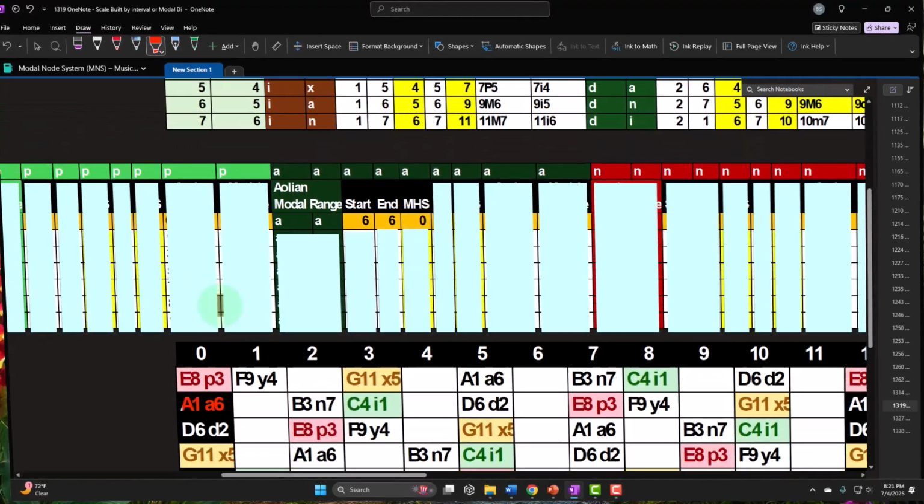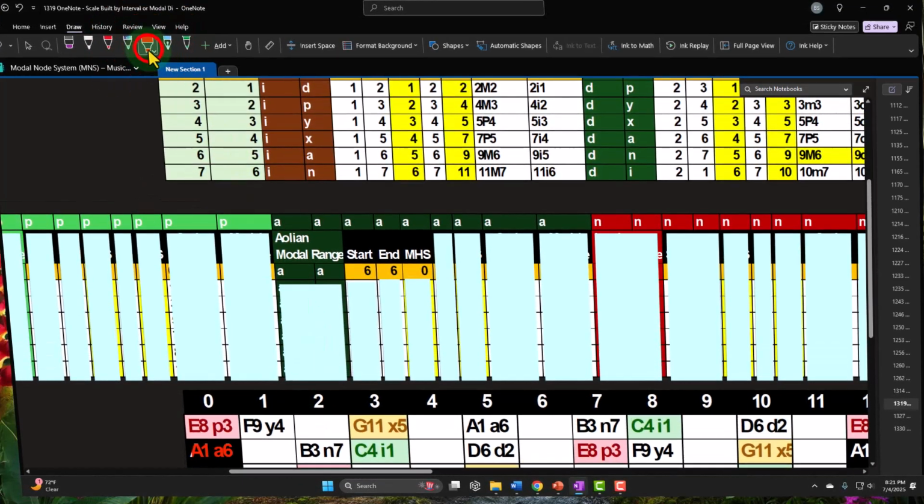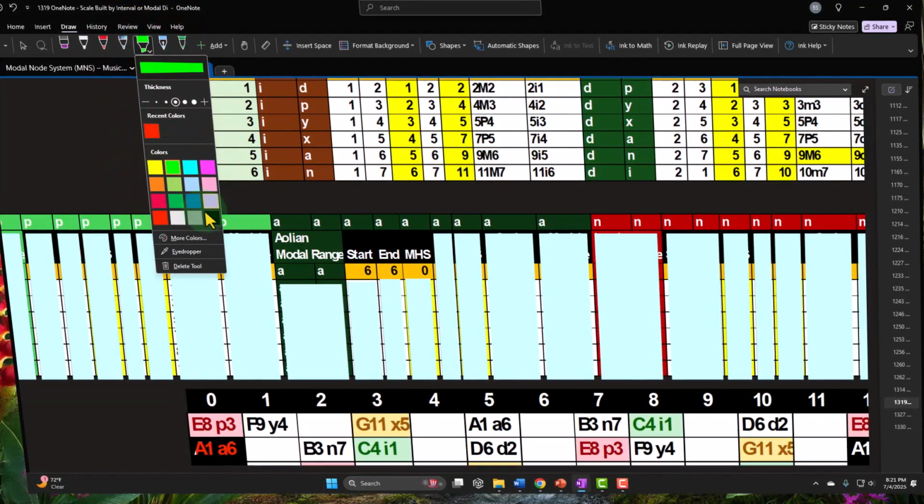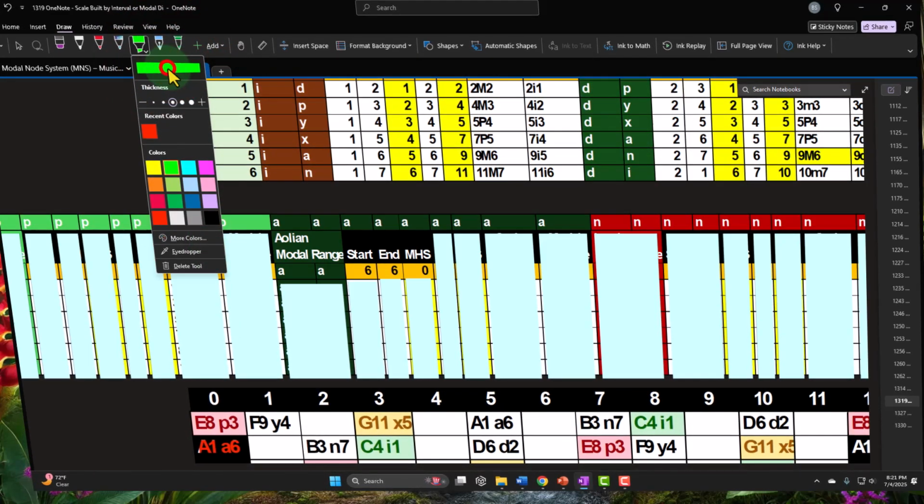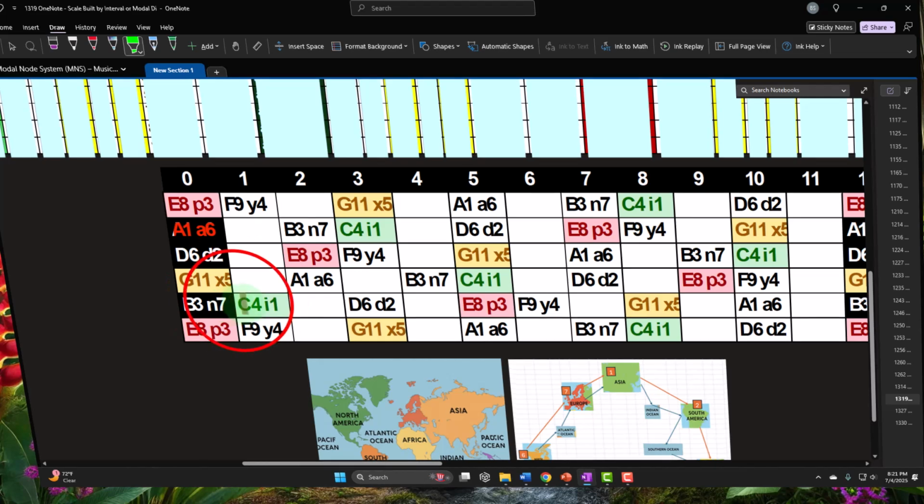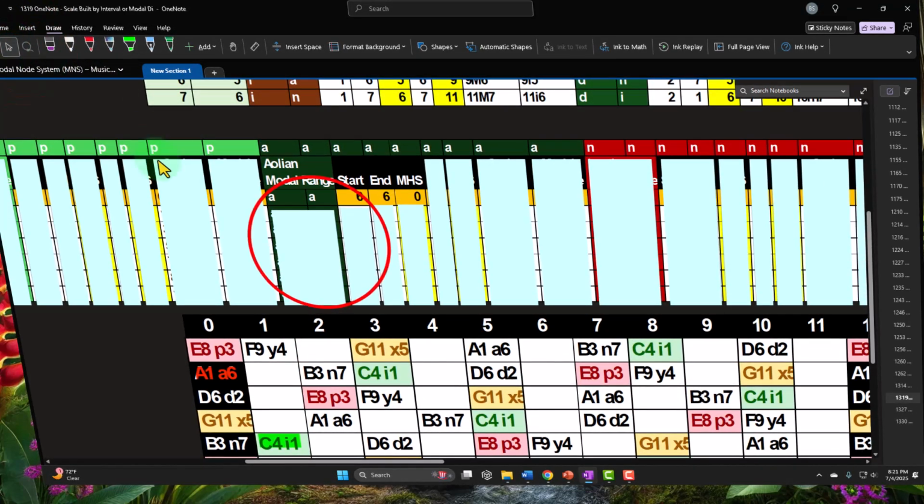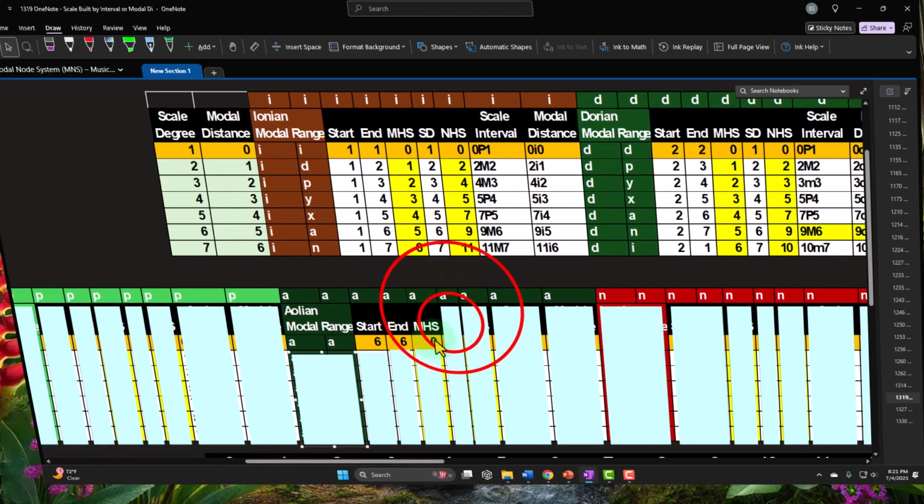Should I have a different color? Let's just keep it whatever. 6 to 6. And I can compare that to the Ionian. Let's make it green. And we'll make the Ionian green. It's going to be here. We'll say it's going eye to eye. Comparing those two. Okay. So it's going to be 0 modal half steps forward.